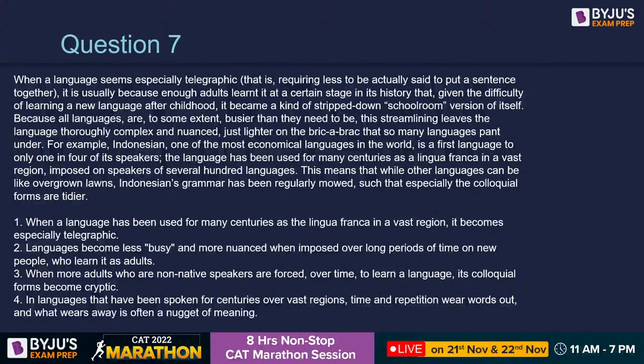So the author gives intonation as an example, then, of how people learn it later in their life. Okay, it has been imposed on them, and that's why, as a result, its grammar has been regularly mowed. Okay, it becomes a stripped down version of itself. So this sentence I think was pretty important to understand. The last sentence. First it says, when a language has been used for many centuries as the lingua franca, the language of the people, right? In a vast region, it becomes especially telegraphic. No, the reason is not that it has been used as a lingua franca.